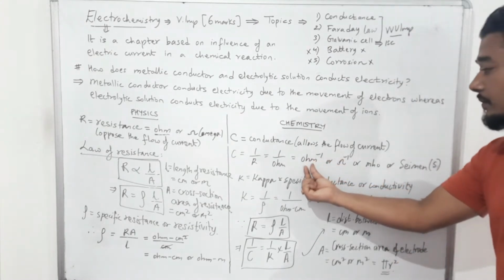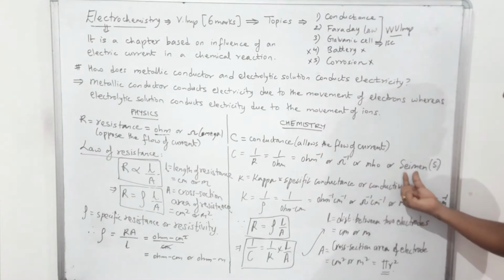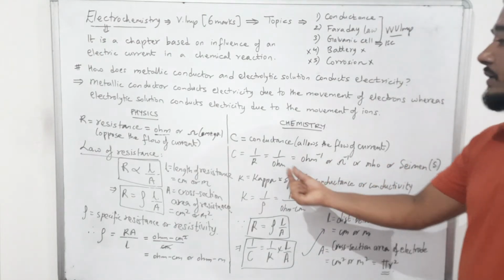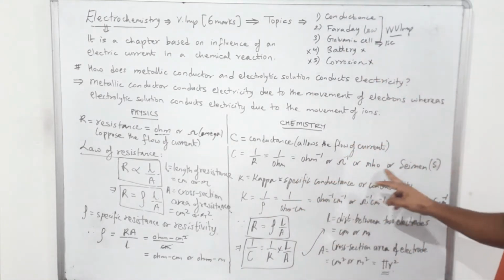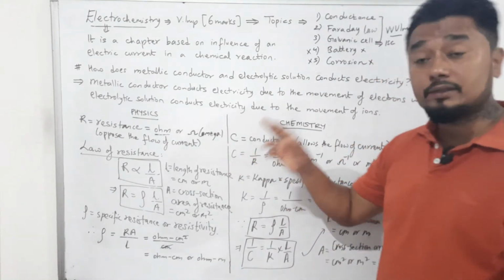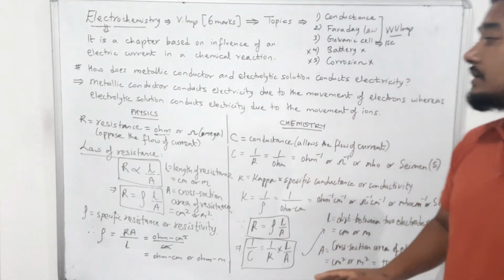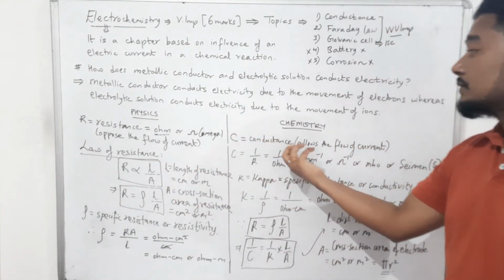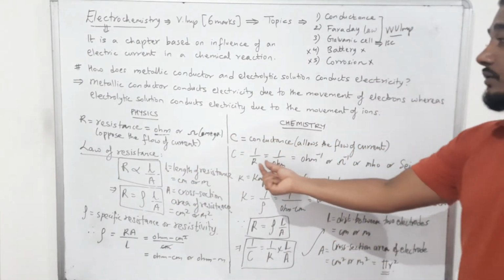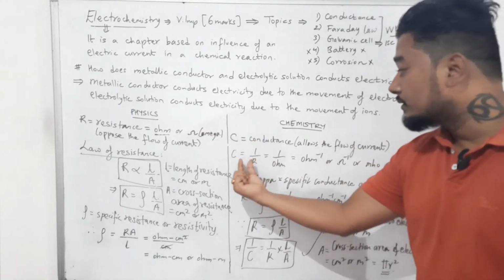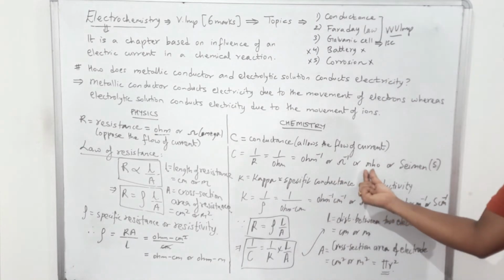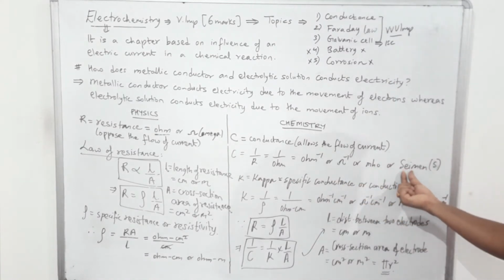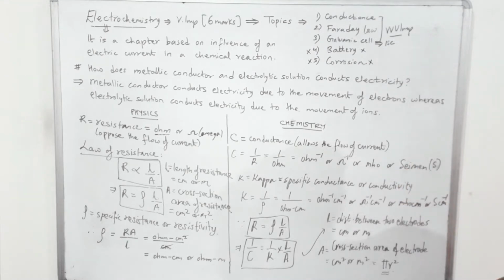So whether you say ohm inverse, omega inverse, mho or Siemens, that is S, all are the unit of conductance and these are all the same unit. So do remember all these four, and all of these four mean the same unit. Okay, students, so from physics we are slowly entering into chemistry now. Resistance and conductance are reciprocal to each other, so from the unit of resistance we got the unit of conductance.